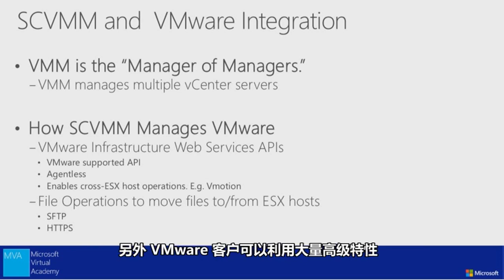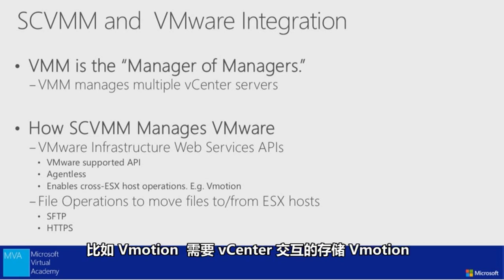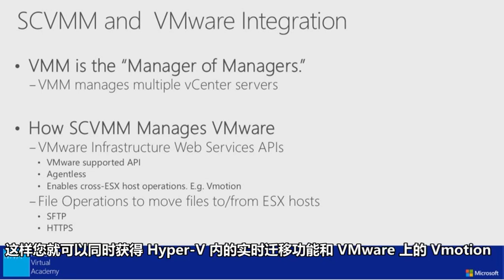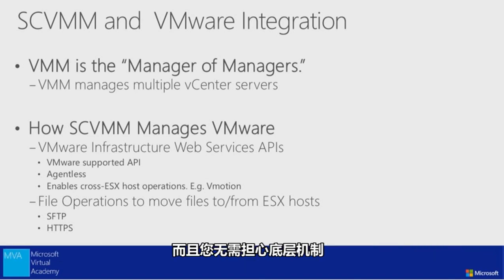Also, there's a lot of high-level features that VMware customers take advantage of, like vMotion and storage vMotion, that require vCenter interaction. So we want to be sure that we offer a parity of features so that you get both the live migration within Hyper-V and the vMotion on VMware, and you don't need to worry about the low-level mechanisms.